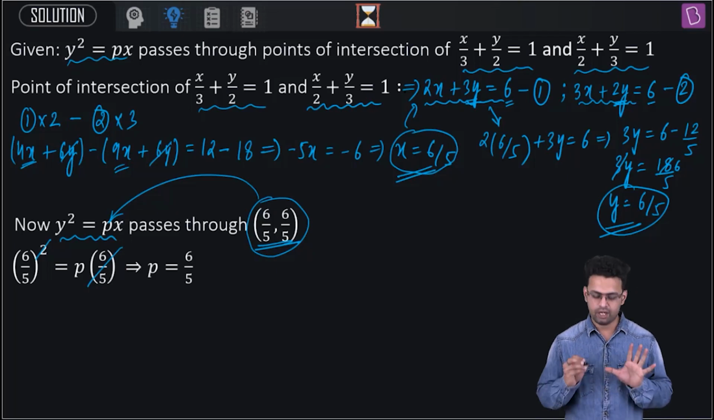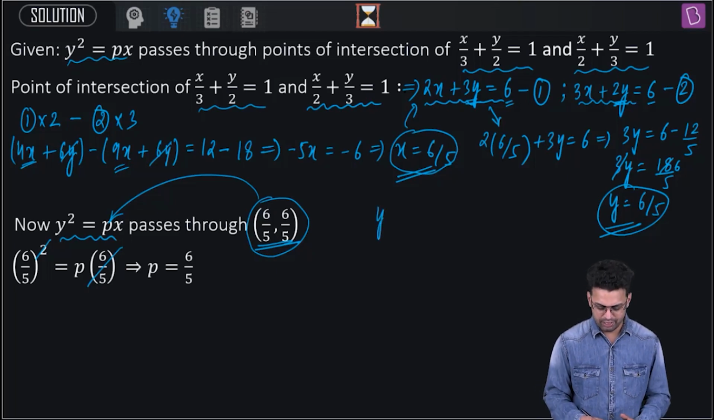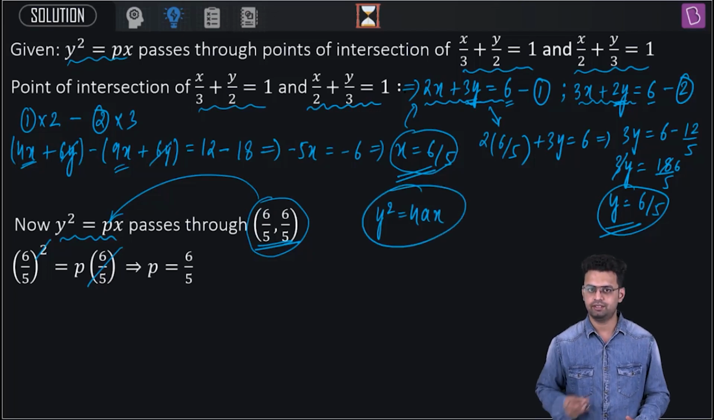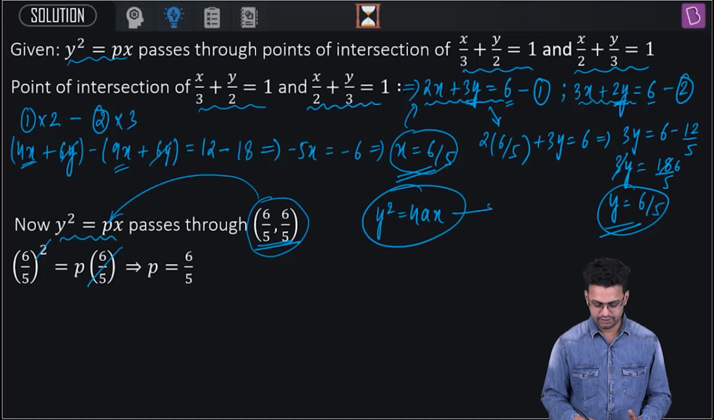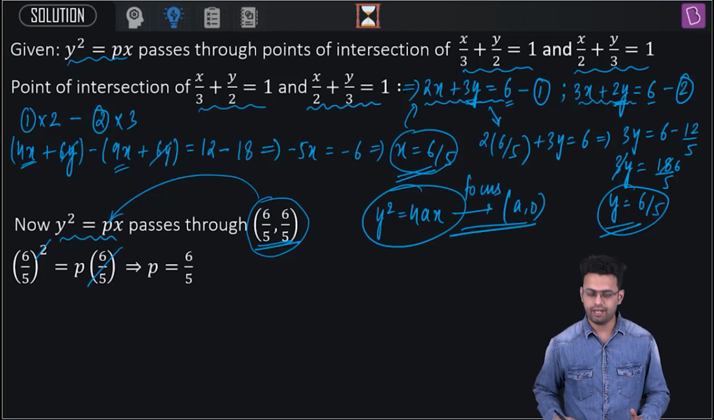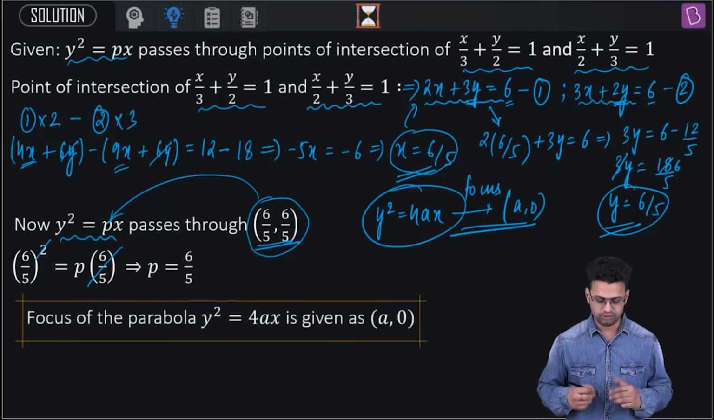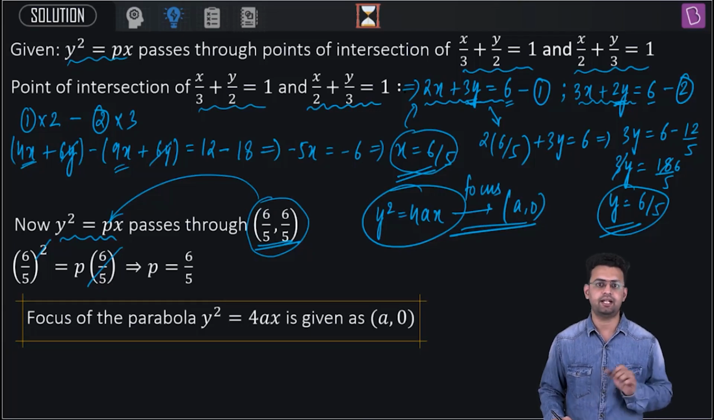Okay. Now you all remember one thing, right? When the equation of the parabola used to be y square is equal to 4ax, in this kind of parabola, what was the focus? Yes, tell me quickly, what was the focus? Focus used to be at a comma 0. Correct? So that means for this parabola y square is equal to 4ax, the focus lies at a comma 0.